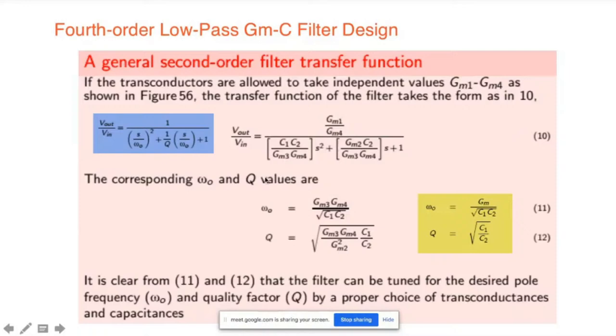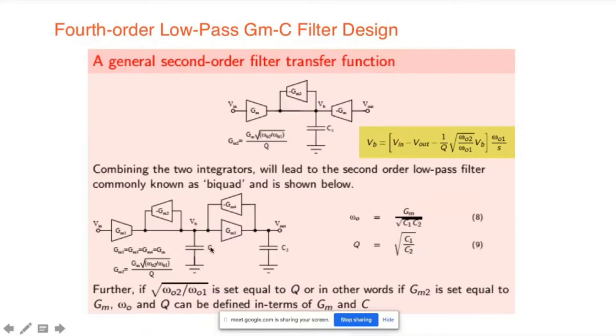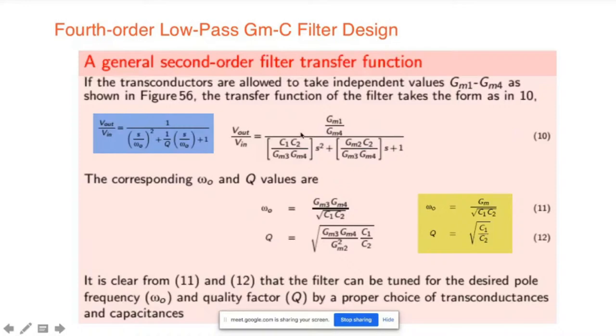So here, say GM1, GM2, everything I made equal, to see whether I'm getting omega naught and Q; it is going to be the same dimensionally. Now if I have different parameters, GM1, GM2, GM3, GM4 and C1 and C2, then omega naught is going to be equal to GM3 by GM4 divided by root of C1 by C2. And Q is nothing but GM3 GM4 divided by GM2 square under square root, multiplied by root of C1 by C2.